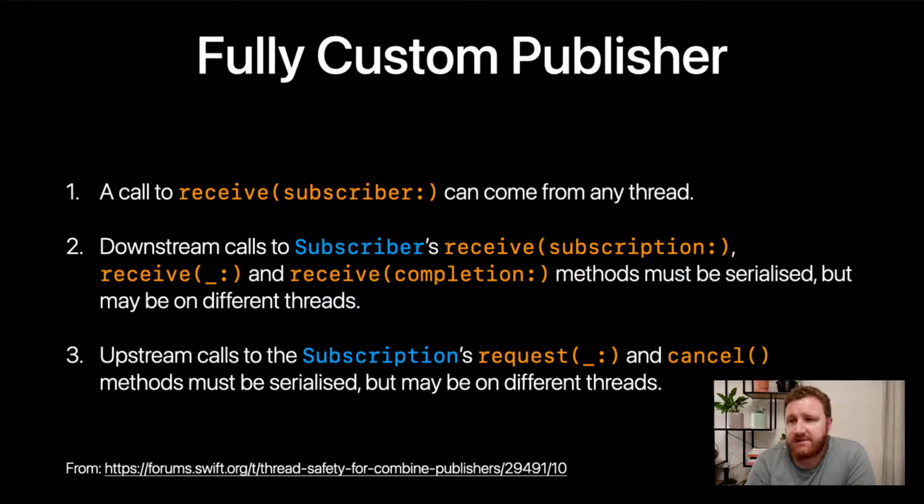So the 3 rules that we've got: the first one's more of a warning, that a call to receive subscriber can come from any thread. Downstream calls to the subscriber's receive subscription, receive input, and receive completion methods, those 3 methods that we have on the subscriber protocol, must be serialized, but they don't have to be on the same thread. And then upstream calls to the subscription's 2 methods, request demand and cancel, must also be serialized, but they can also be on different threads. Those are the 3 rules that Combine has. If we follow those 3 rules when building our custom publishers, we're probably going to be okay, hopefully.